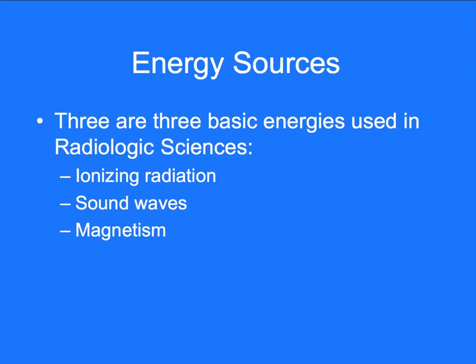Now, when we talk about the energy sources, there are three primary energy sources that we use. One is ionizing radiation, one is sound waves, and the third one is magnetism in conjunction with radio waves, but what we're interested in there is primarily the magnetism. So we're going to talk about those three energy sources.